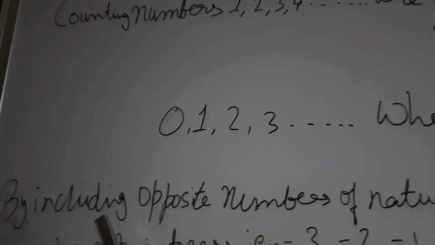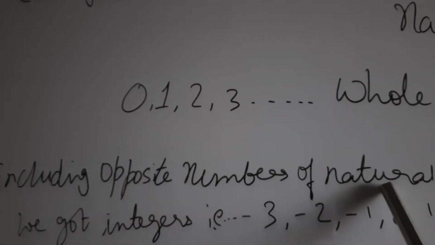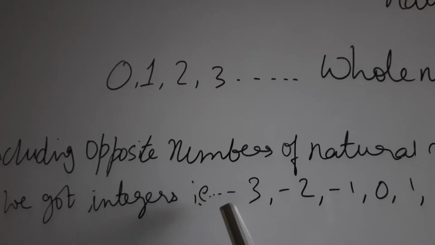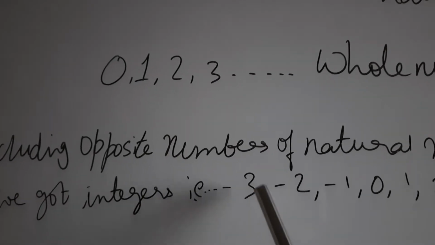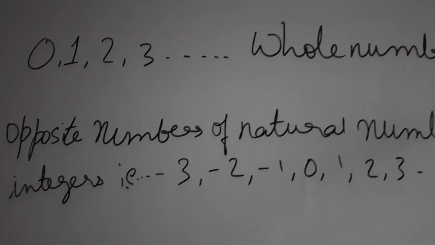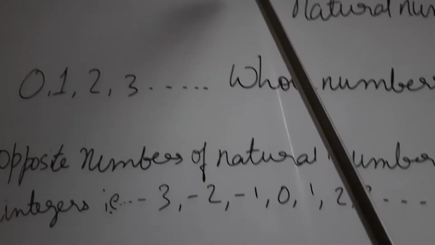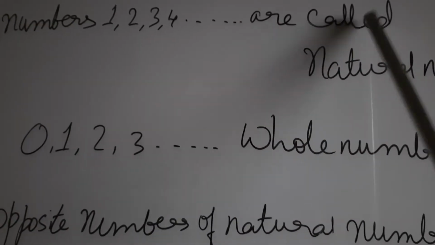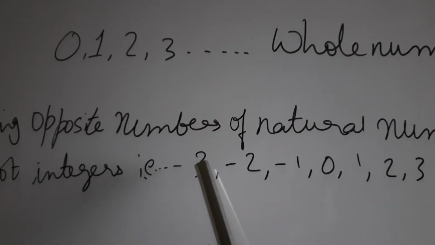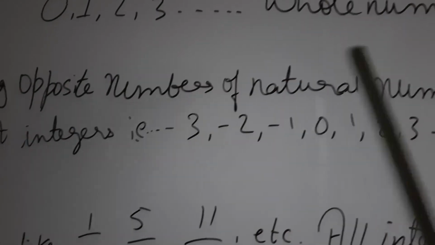When we include the opposite numbers of natural numbers, we get integers, children. For example, dot dot, minus 3, minus 2, minus 1, 0, and the opposite of that, 1, 2, 3 and so on. So these are integers. Natural numbers: 1, 2, 3, 4 goes on. Whole numbers: 0, 1, 2, 3. Integers: the opposite numbers of natural numbers are included too.